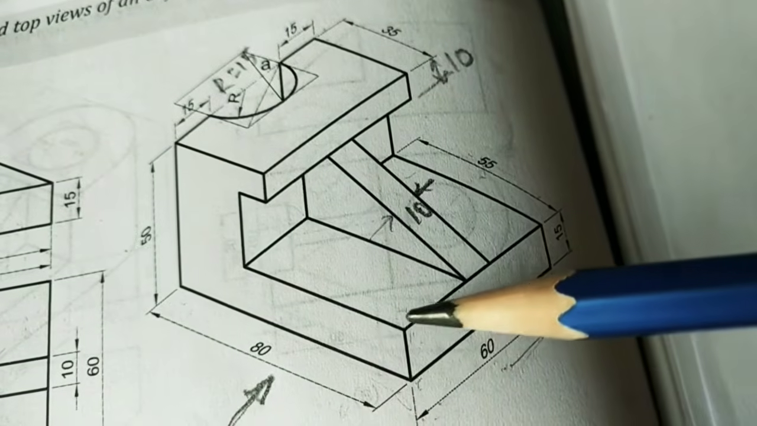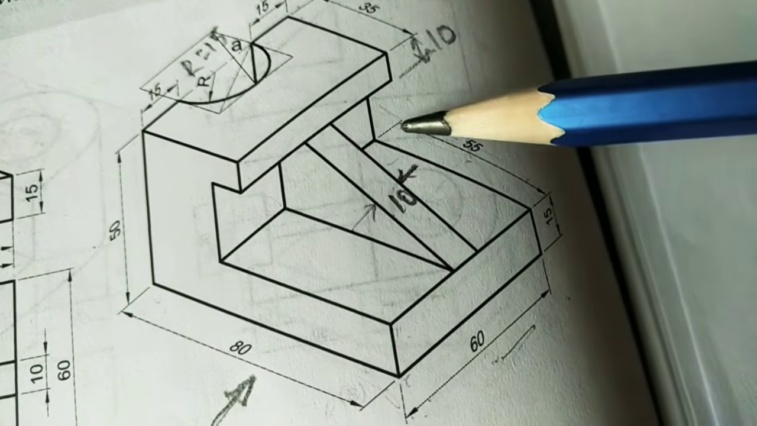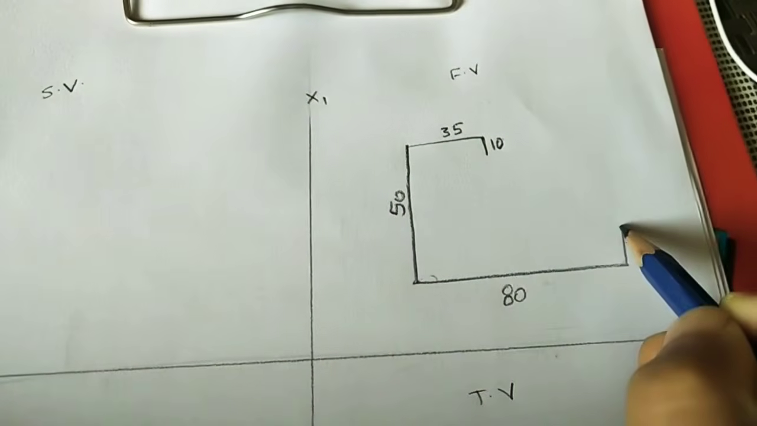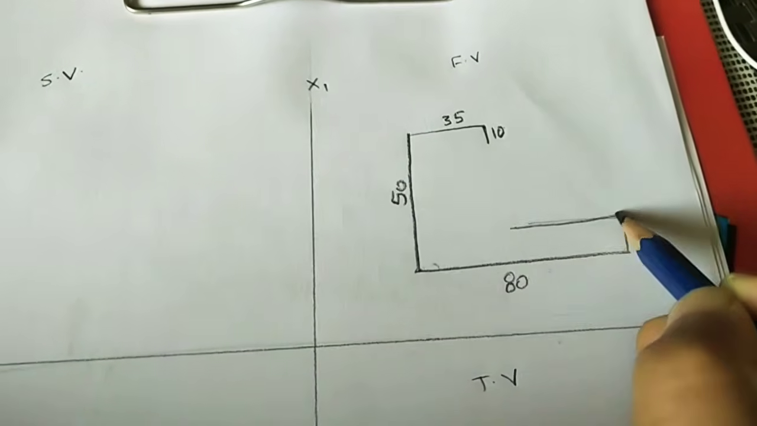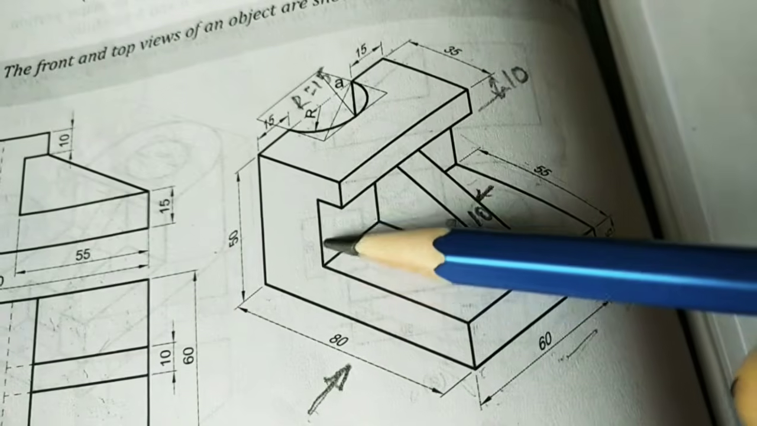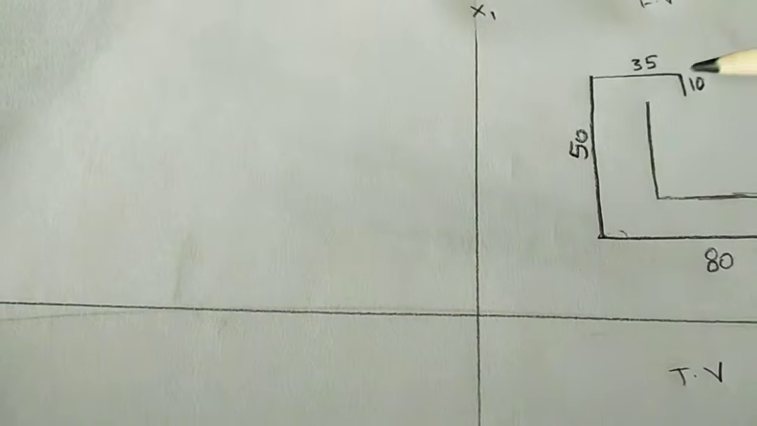And here also do one line. How much is this width? It is 55 mm. So from this line do 55 mm, here 55. After getting 55, just do one vertical line there. So after getting 55 mm, here I will do one vertical line. So at 10 mm I will do the horizontal line.